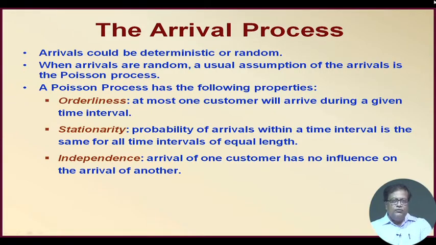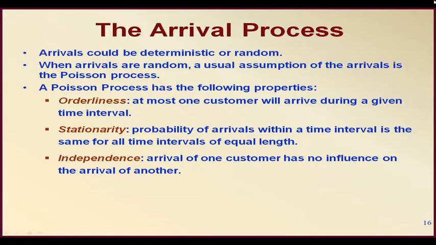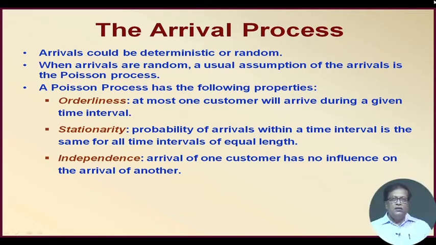Now, if you look at the details of the Poisson arrival, the arrivals could be deterministic or random. When arrivals are random, the usual assumption is the Poisson process, right. A Poisson process has the following properties. First one, orderliness. At most one customer will arrive during a given very small time interval. Suppose we talk about a small time interval delta t, then we expect only one customer at most will arrive during that very small delta t time. That is called orderliness.